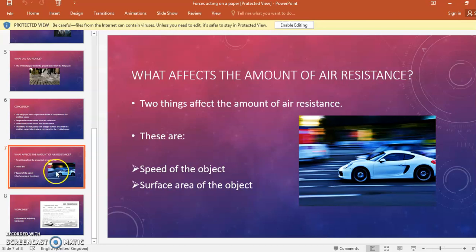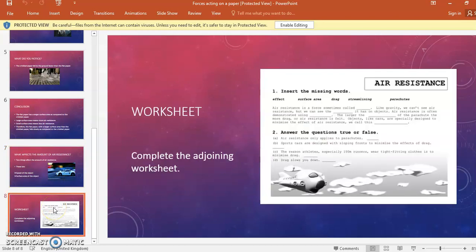Now there is one worksheet. It is for you. It is related to the air resistance only. And you are going to fill the blanks with the words given in the word bank, and answer the questions true and false, and it is related to the topic which we have discussed today. So it is not very difficult. You can do it nicely, and please show it to me.